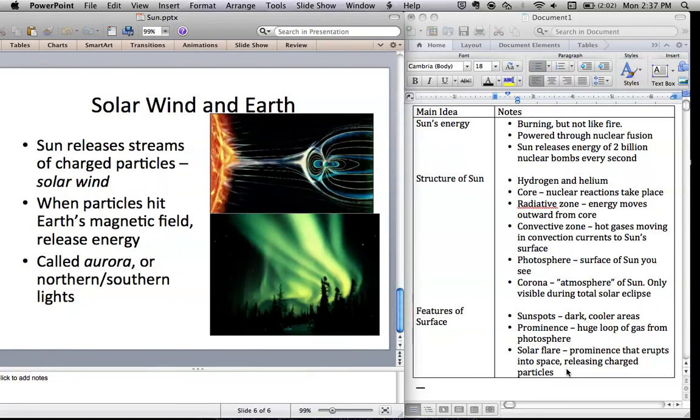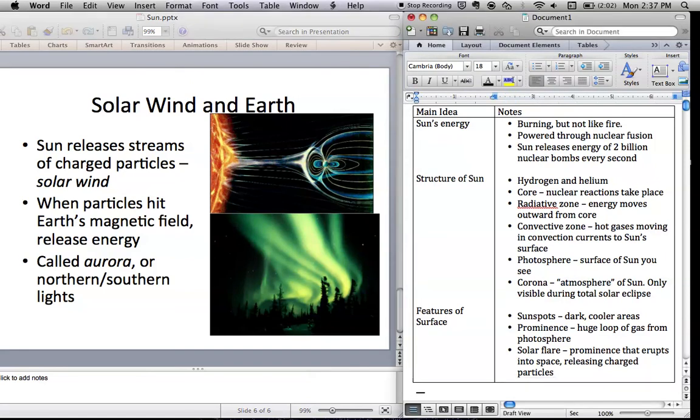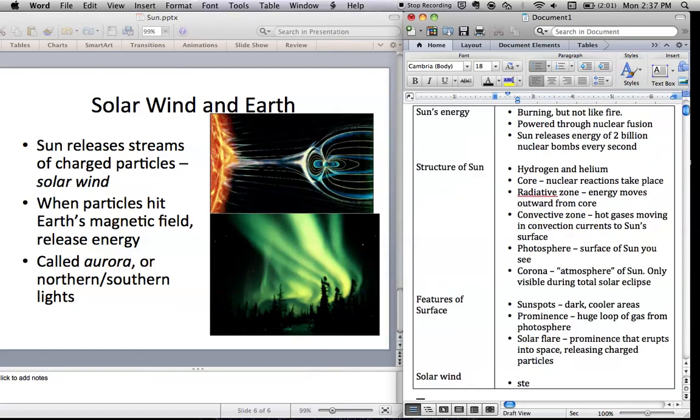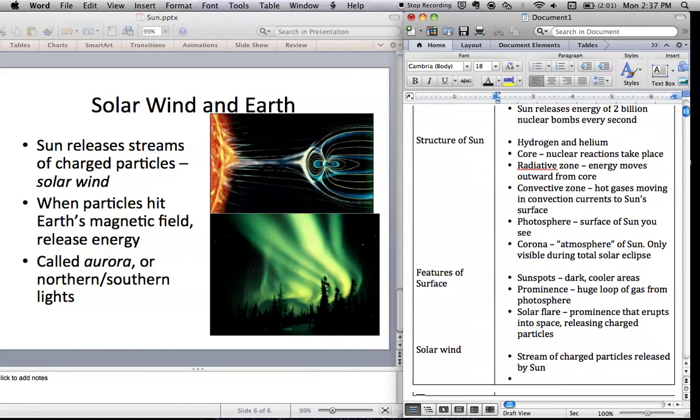The last thing we're going to look at is how the solar wind affects the Earth. The solar wind is a constant stream of charged particles being released by the sun. You can think of it like the wind on Earth being moving air. You wouldn't feel them hit you, but they're constantly moving away from the sun. When these particles hit the Earth's magnetic field, they release energy in the form of light.